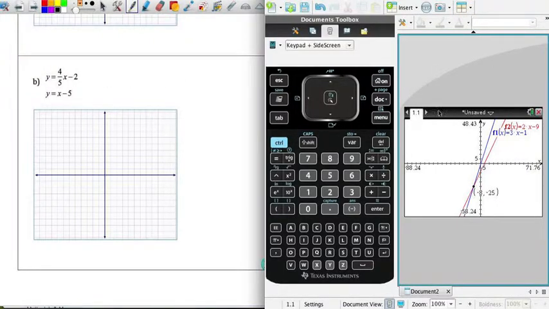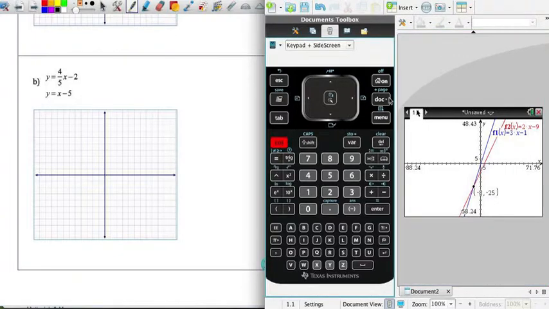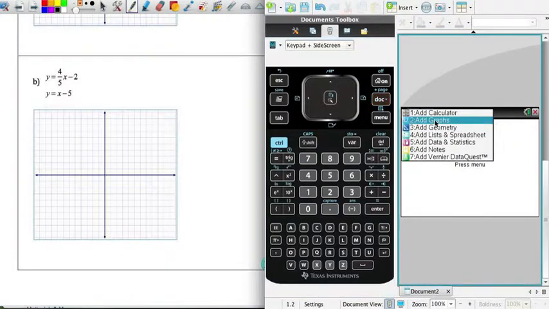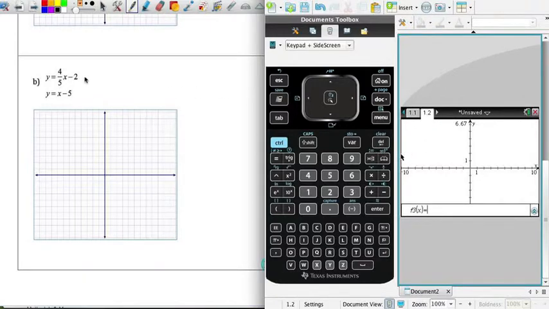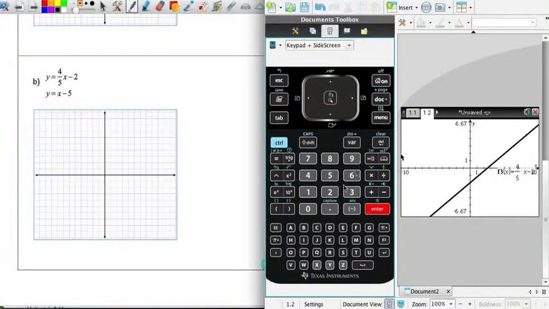What I'll do is I'll go back into my document here and add a page, control document. That's going to add a page. I'm going to add a graph. And once again, I'll just type in the equations. So it's 4/5 x minus 2. So 4 divide 5x, 4/5 x subtract 2. That's going to give me my first equation. The second equation, hit tab, and we're going to type in x minus 5. Hit enter. Once again, our intersection point is going to be off the right of the graph here.